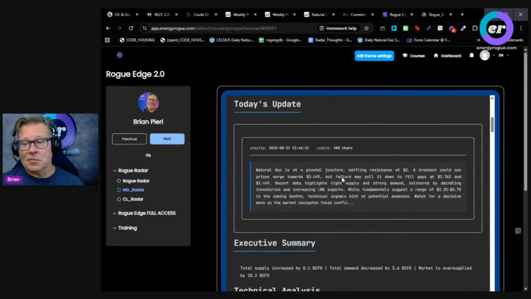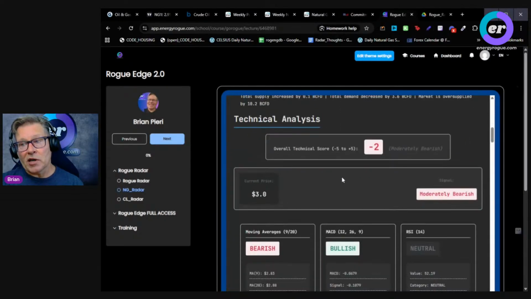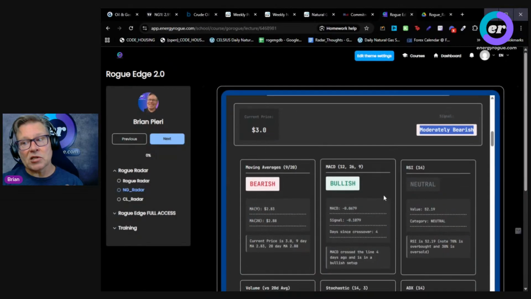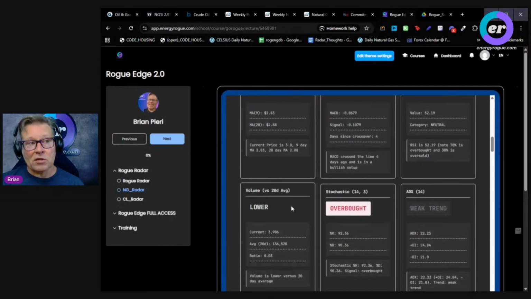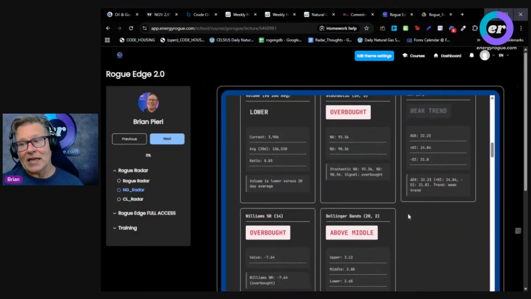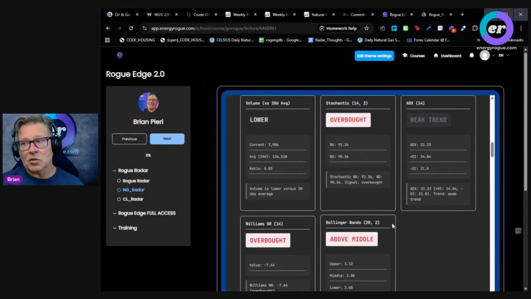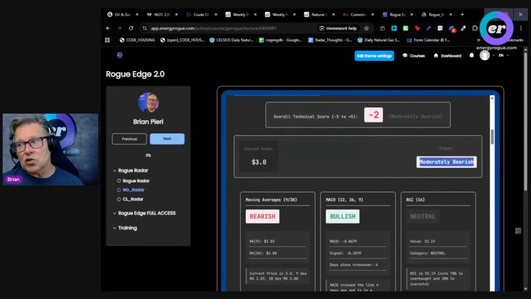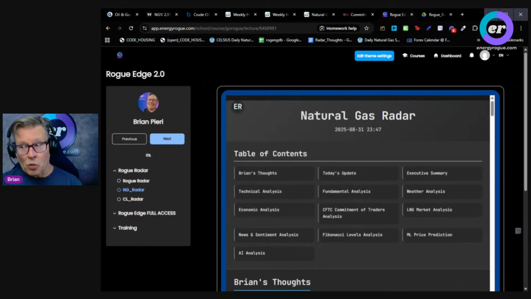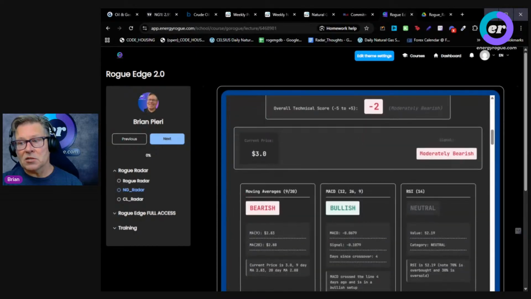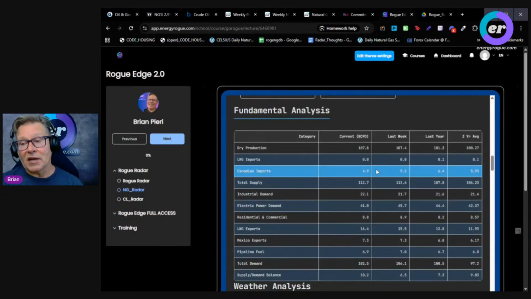Brian's thoughts, today's update, an executive summary, technical analysis that gives you moderately bearish. It tells you whether it's a bearish signal. It looks at moving averages, MACD, RSI, the volume versus the 20 days, stochastic, ADX, Williams percent R, and Bollinger Band. It puts all of these into one signal that tells you it's moderately bearish. So this is condensing all that research into something that you can just open up every day and read that it's moderately bearish.